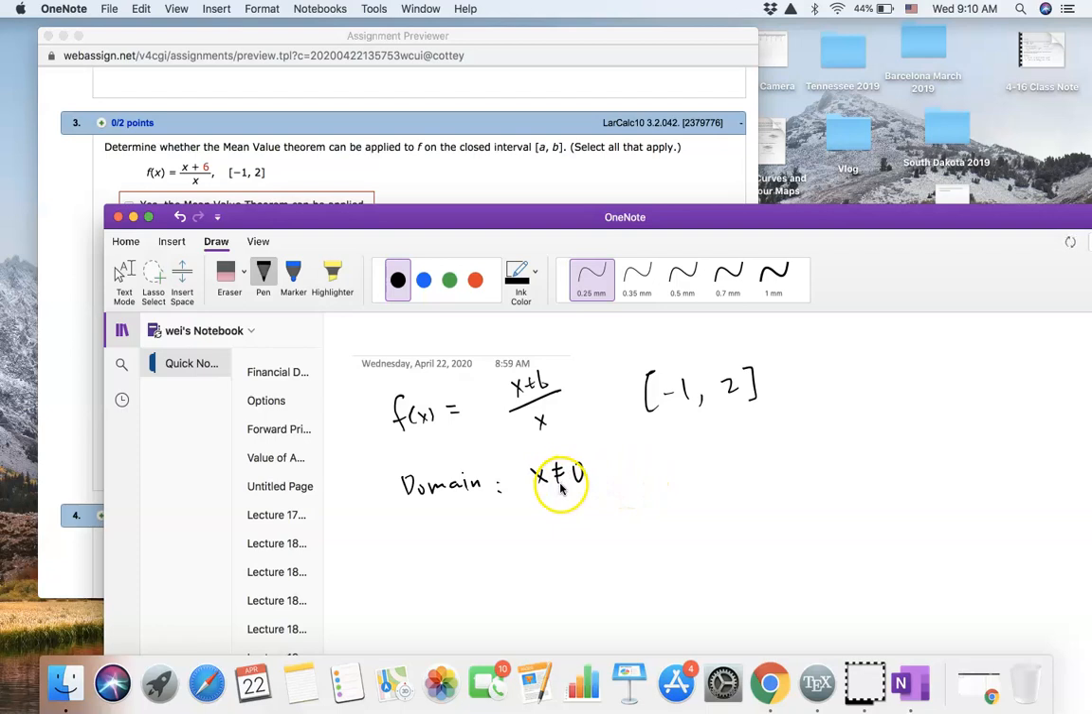And then because 0 is between -1 and 2, therefore the function is not continuous on this closed interval.